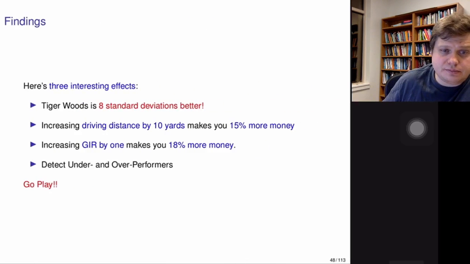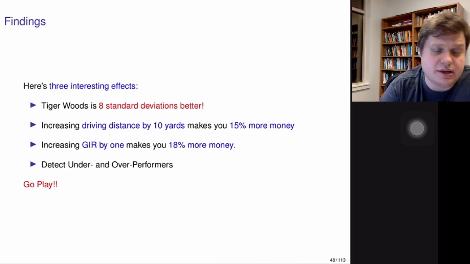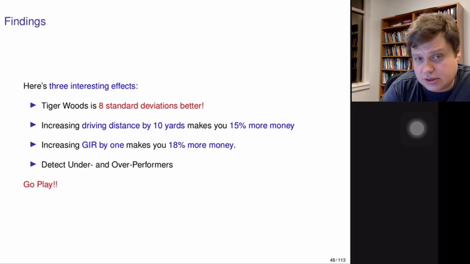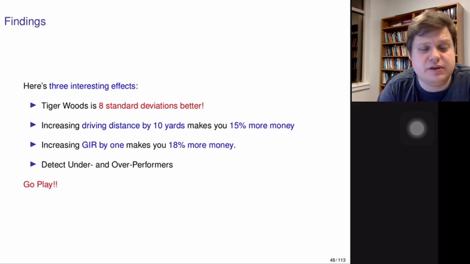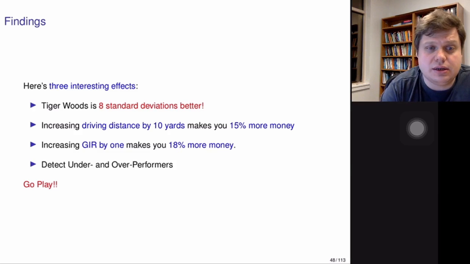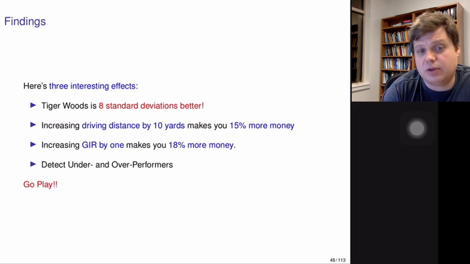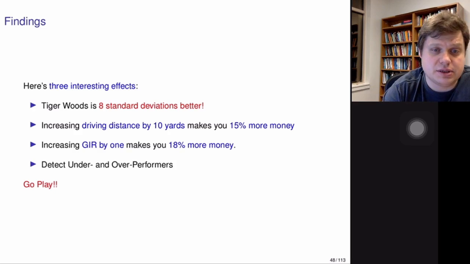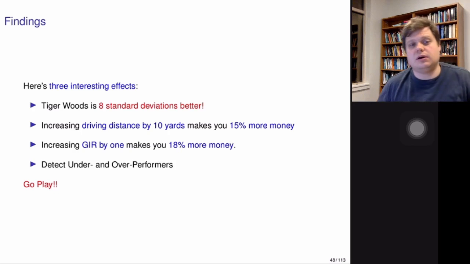All right. And to finalize the findings from the original model, Tiger Woods is an exceptional player. His earnings are way above his technical level. He's 8 standard deviations better than the average player. If a player can increase the drive distance by 10 yards, the player will increase money by 15%, and if green regulation goes up by 1, money goes up by 18%. And then we can detect over- and underperformance.